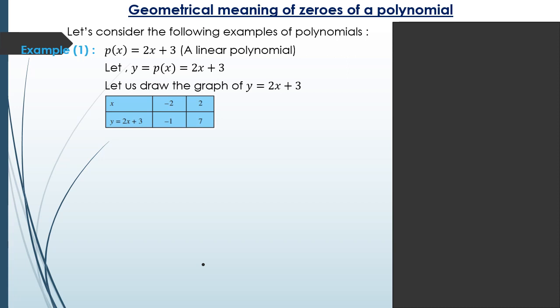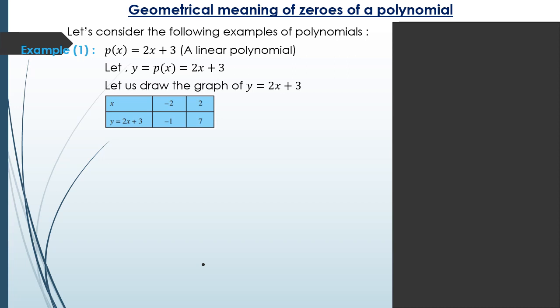Similarly, let us take another value for x. Let us take plus 2. If we take x equal to plus 2, then 2 into 2 will get 4. 4 plus 3, 7. So there we will get y equals 7. So 7 is the value of the polynomial p of x equals 2x plus 3 at x equals 2. Okay, so we have got these 2 points.